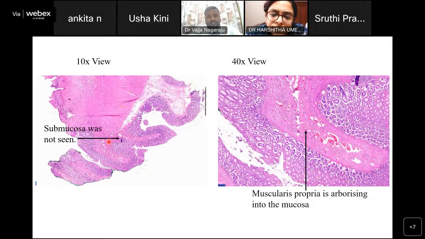The arrow is showing the loss of the submucosa. Here the muscularis propria is arborizing into the mucosal lining. Here we don't find any submucosa. Loss of the submucosa was seen. And this is the picture of higher magnification showing the muscularis propria hypertrophied and arborizing into the mucosal lining.